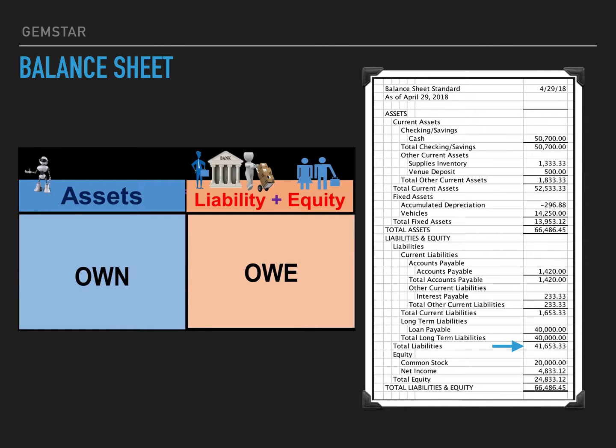Gemstar's total liabilities are $41,653.33. If we look further down, we'll see that the total equity is $24,833.12. If we add them together, we'll see that the total liabilities and equity are $66,486.45, making the total assets $66,486.45, which matches the total liabilities and equity, making sure that it is in balance.